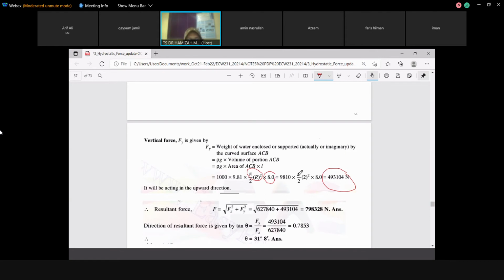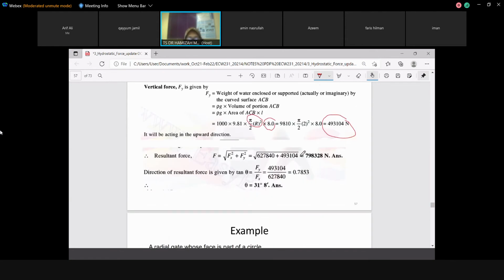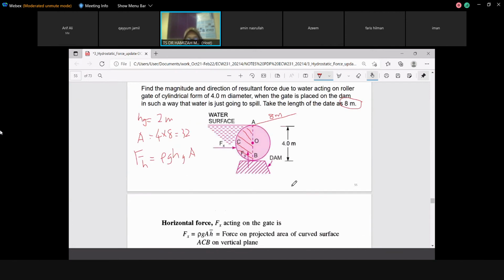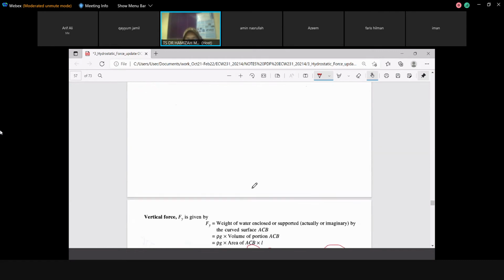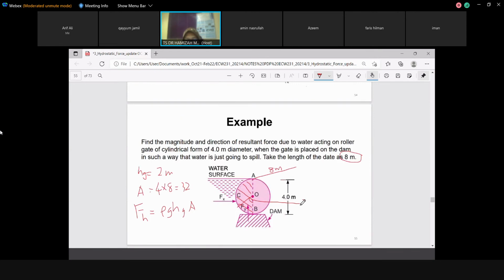And then find the resultant forces. And you know the angle of the force. So angle of the forces tadi adalah kat sini. Kat sini adalah 31 degree 8 minit. Okay. So kita tahulah location resultant force ni pada sudut 31.